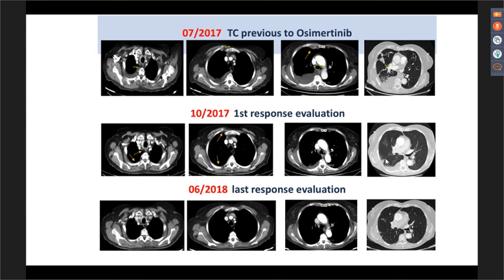And these are her CTs. This is previous to the osimertinib. You can see here the pleural effusion that she has, and some nodules. These are the images previous to the treatment with osimertinib. This is the CT at the first evaluation. Here you can see the dramatic decrease of this lesion. And in the latest response evaluation, a month ago, practically there are no lesions remaining. It's a completely clean CT scan.